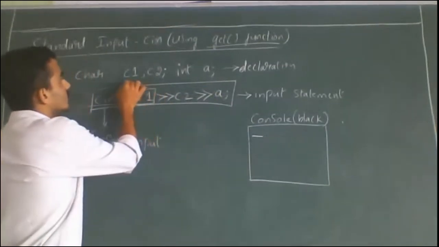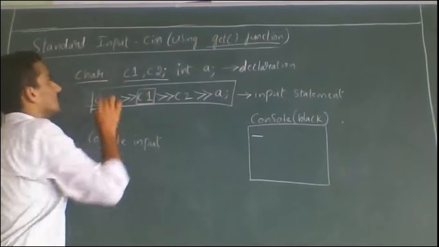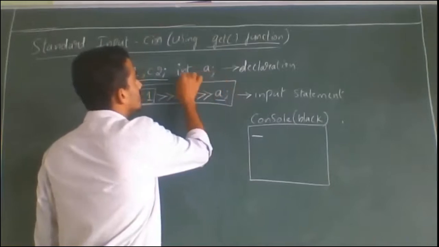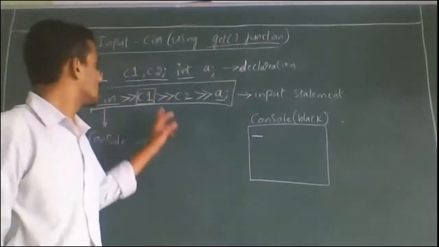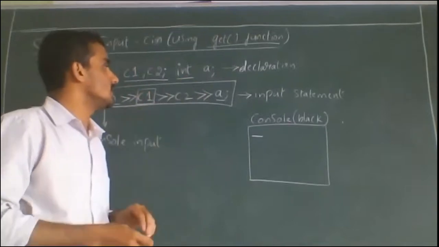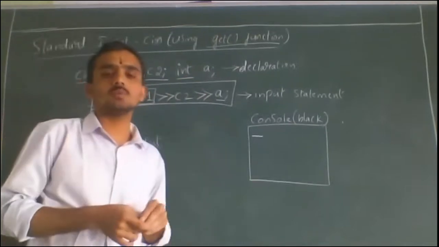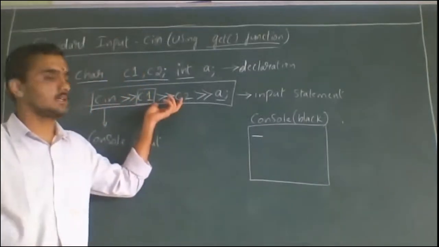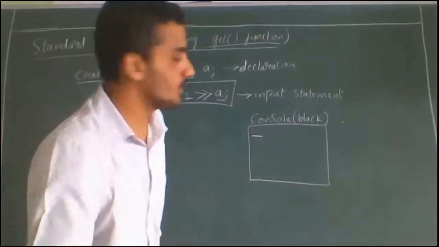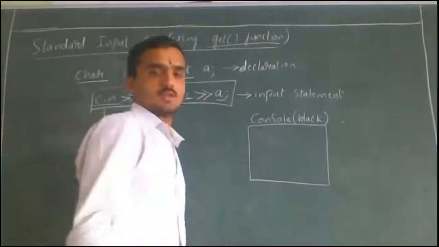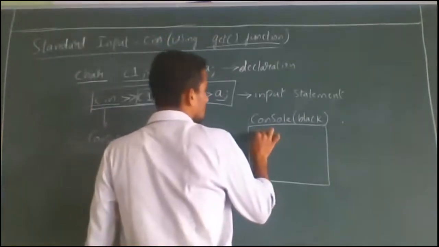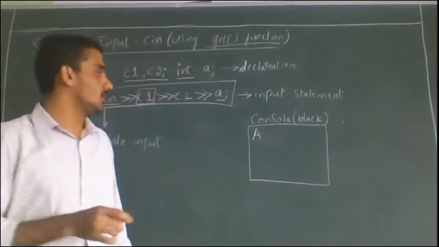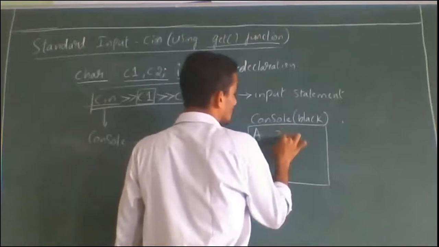For c1 and c2, I have used the data type character, and for variable a, I have used integer. Now in the console, I have to type three values in total: the first two values of type character, the next value of type integer. Now suppose for the first case I type the letter A, then I leave one blank space, then I type 23.